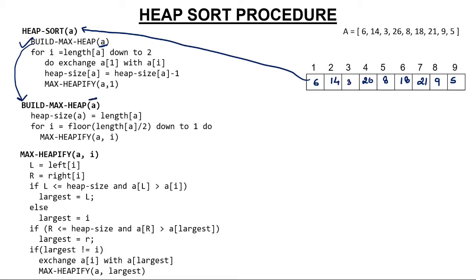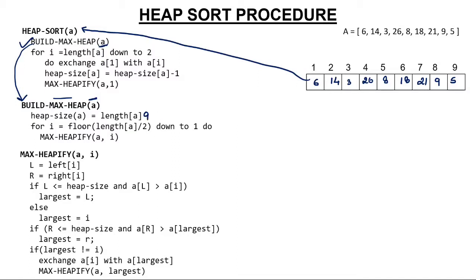What heap sort is saying is that I'll sort only when it is either a max heap or a min heap. Since I'm considering max heap, it has called a new function, which is called build max heap. What build max heap will do is calculate the size of the heap. So heap size of A is equal to length of A. What is length of A? 9. So it will become 9.